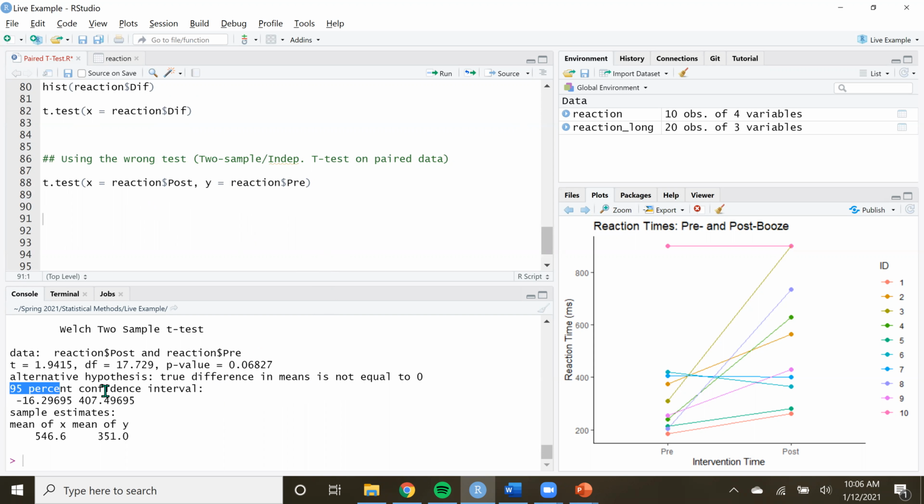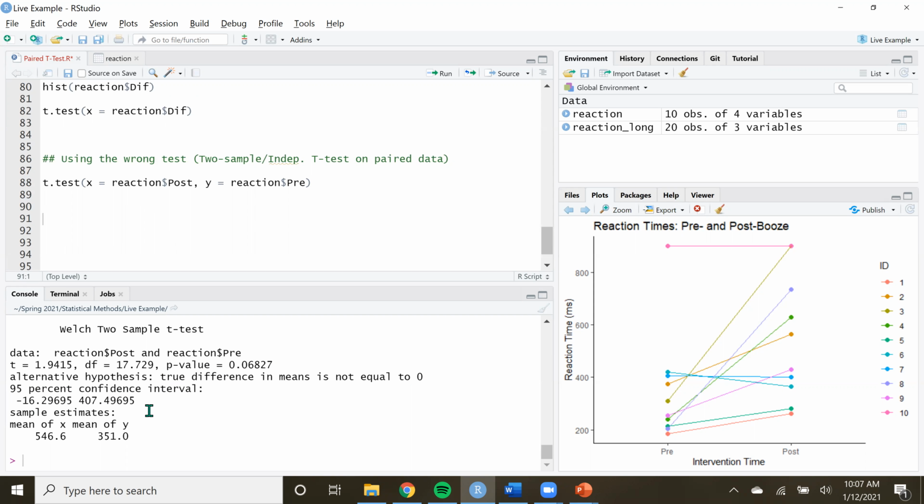So notice the 95% confidence interval. It ranges from a negative value to a positive value. When we're testing differences in means, notice that 0 is contained in this interval, okay? So without even looking at the p-value, we'll just ignore this for now. If we're saying there's a 95% chance that the true difference in means is contained within this interval, there's a 95% chance that that difference in means is 0, right?